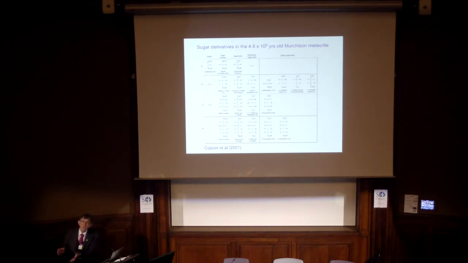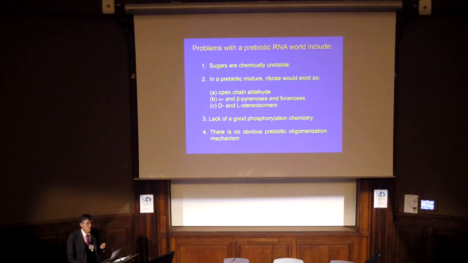So this supports the idea that not only purines, not only pyrimidines, but also ribose and other sugars were available in the primitive earth. The problem is that sugars are chemically very unstable. It's very difficult to accumulate sugars for a long time.